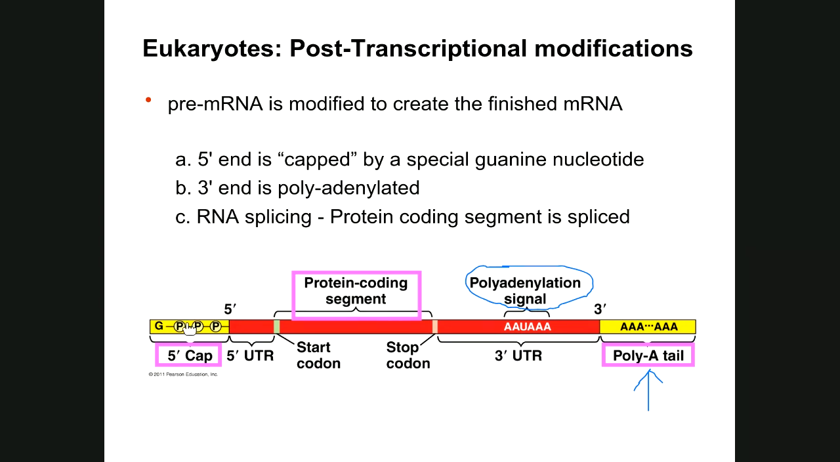It's added to the 5' end of the mRNA. The second modification is the addition of a poly-A tail. It is added to the 3' end, adjacent to the terminator sequence known as a polyadenylation signal in eukaryotes.